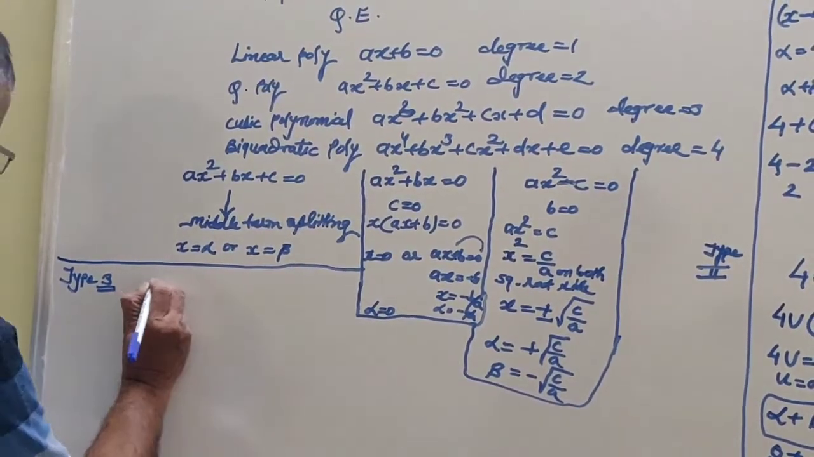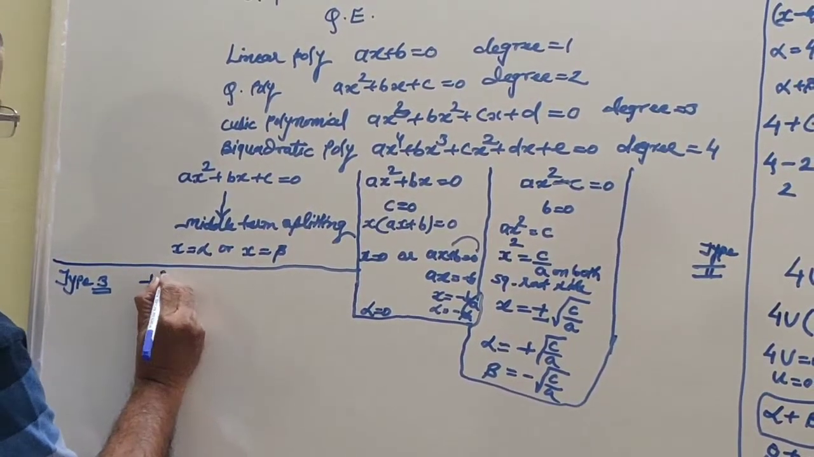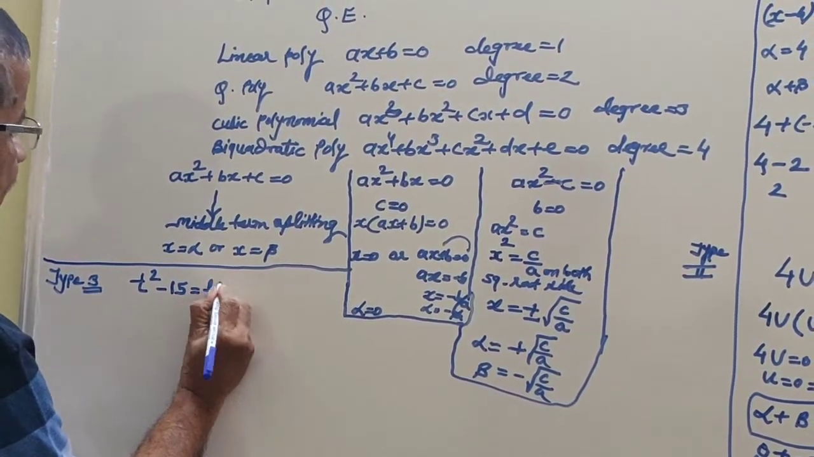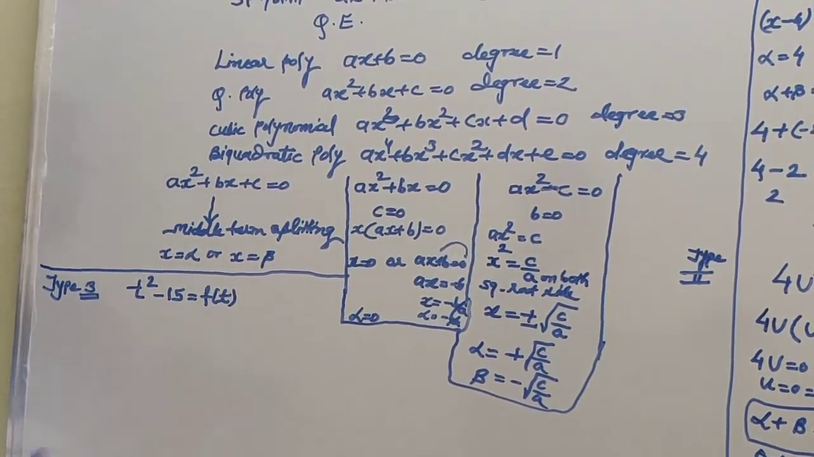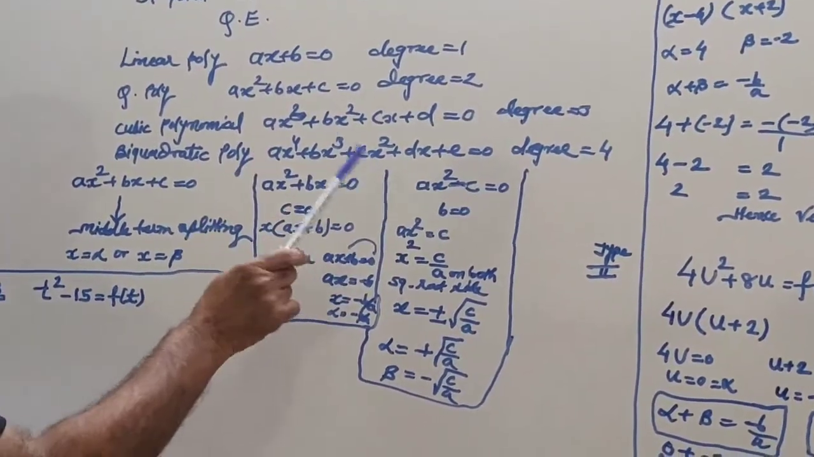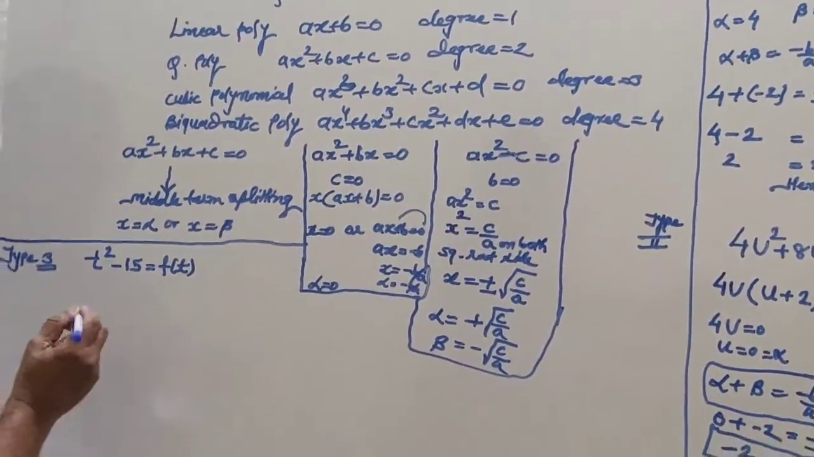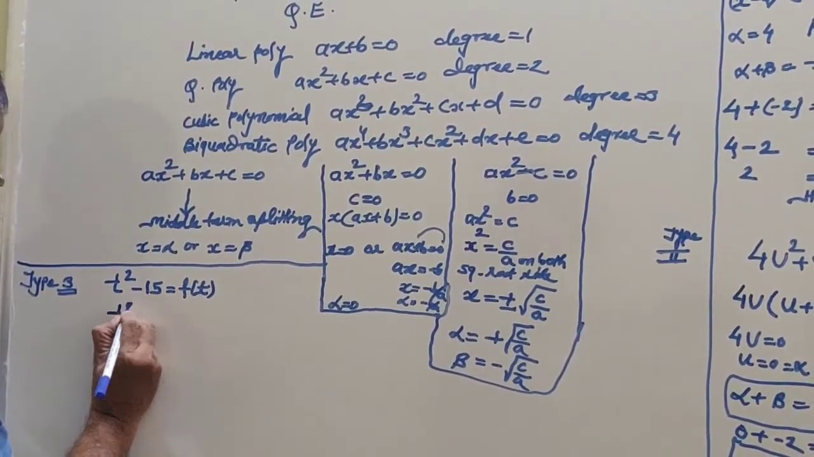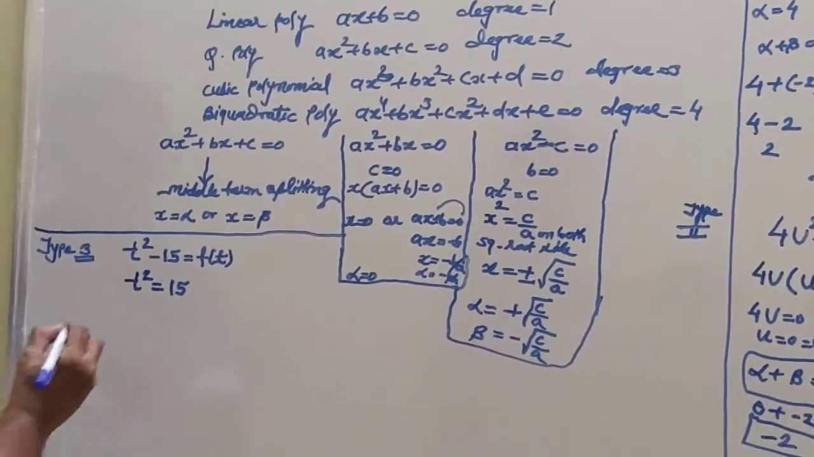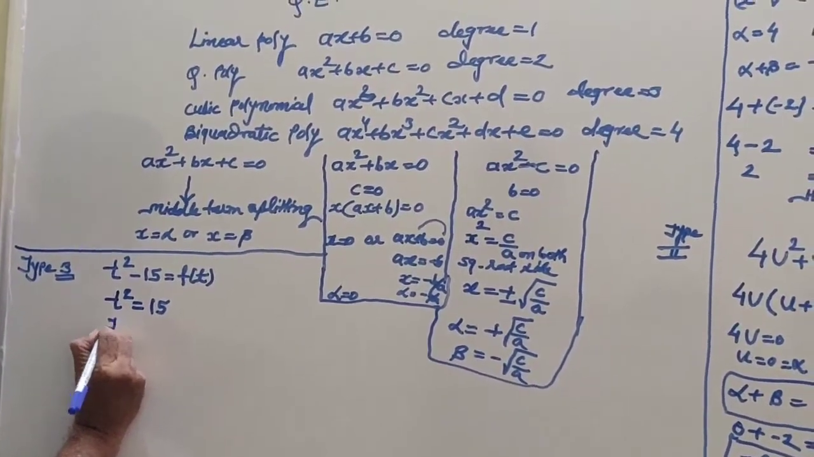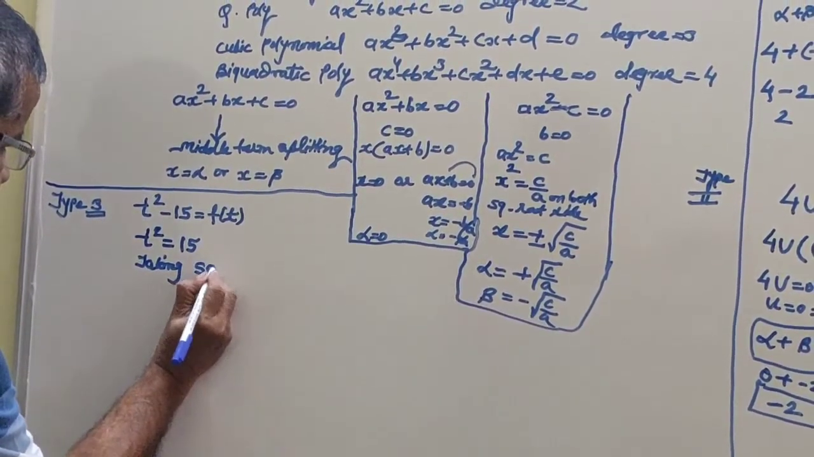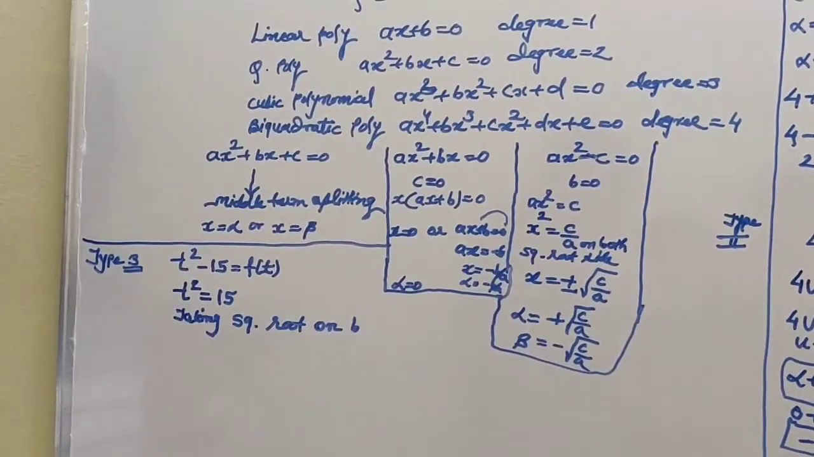Now t square minus 15 is equal to f of t. This is the type 3 problem, of the form a square minus c is equal to 0. Then in this problem b is equal to 0. Now I will transfer this 15 to that side, that is t square is equal to 15. Now I will take the square root.